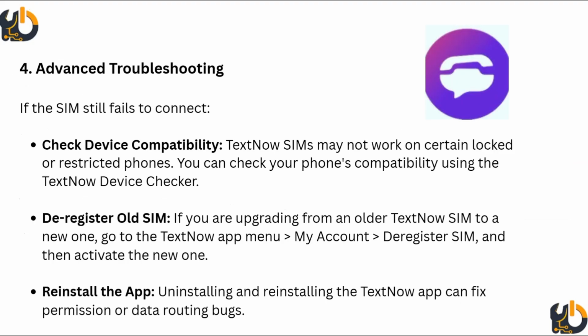Fix 4. Advanced troubleshooting. First, check device compatibility. TextNow SIMs may not work on certain locked or restricted phones. You can check your phone's compatibility using the TextNow device checker. Deregister old SIM. If you are upgrading from an older TextNow SIM to a new one, go to TextNow app menu. In it, go to My Account and then Deregister SIM and then activate the new one. Or reinstall the app. Uninstalling and reinstalling the TextNow app can fix permission or data routing bugs.